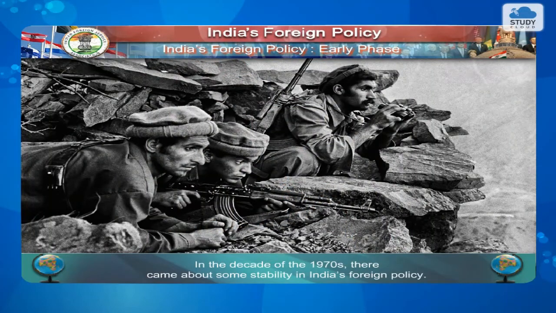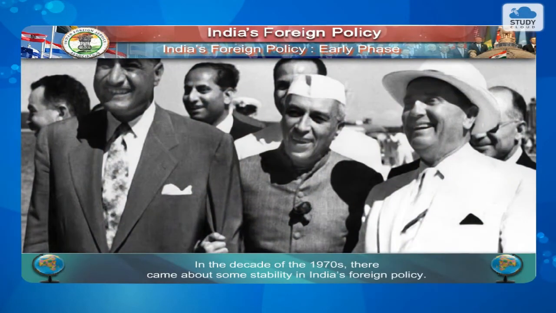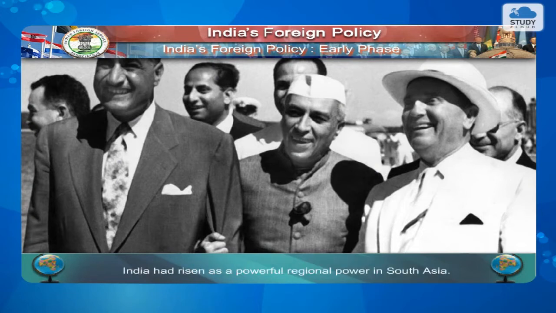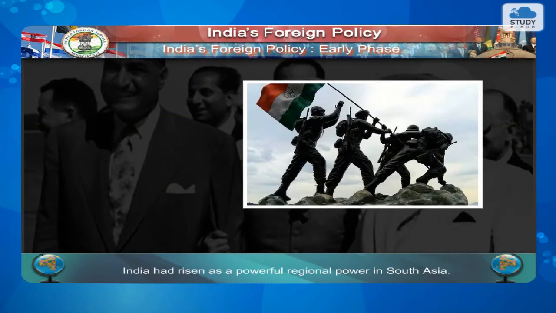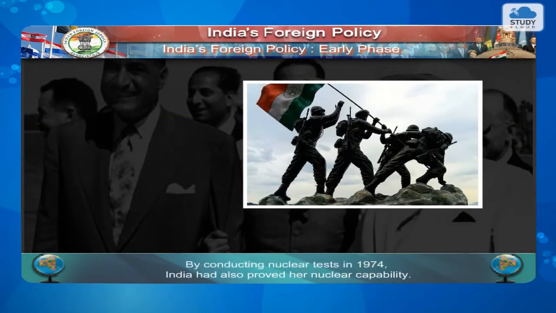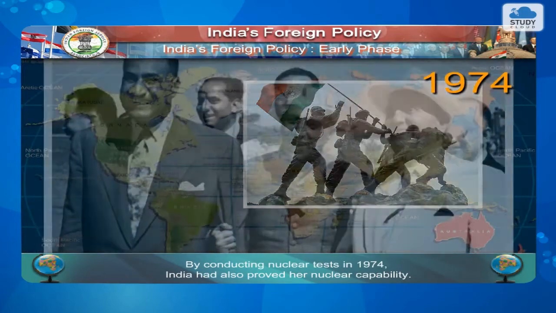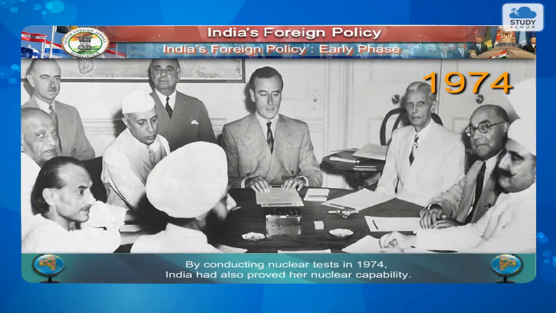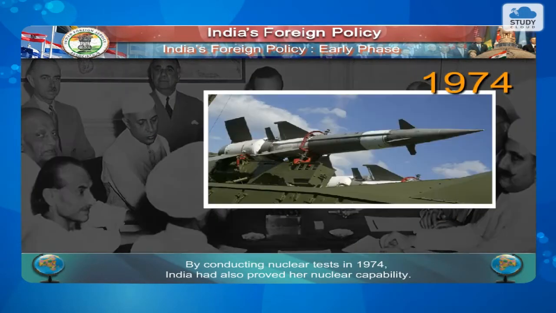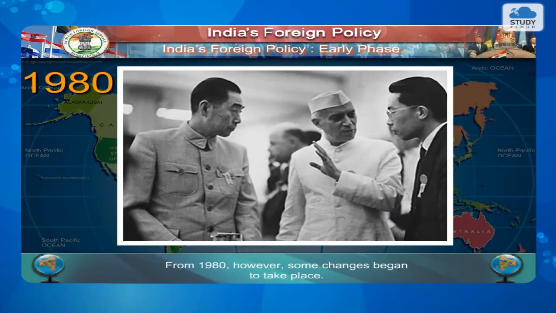In the decade of the 1970s, there came about some stability in India's foreign policy. India had risen as a powerful regional power in South Asia. By conducting nuclear tests in 1974, India had also proved her nuclear capability. From 1980, however, some changes began to take place.